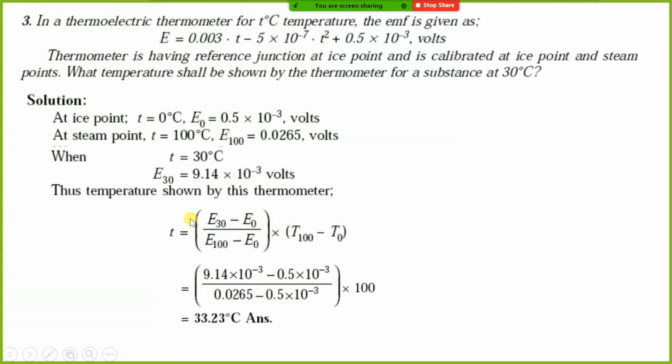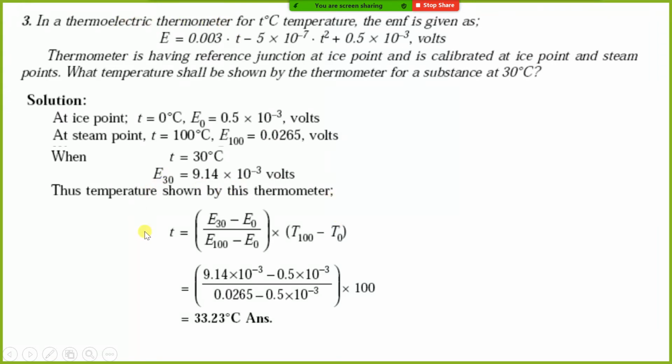If you put the values, E30 is equal to 9.14 into 10 to the power minus 3, E0 is equal to 0.5 into 10 to the power minus 3, E100 is equal to 0.0265, again E0 is equal to 0.5 into 10 to the power minus 3, multiplied by 100, meaning 100 minus 0 is 100. We get 33.23 degrees Celsius. If you subtract 30 from this, we get the error, but we don't want to calculate error. We have to calculate the temperature shown by this thermoelectric thermometer.